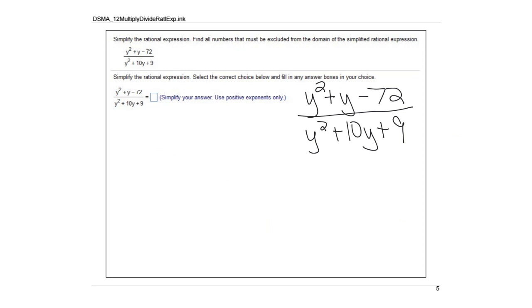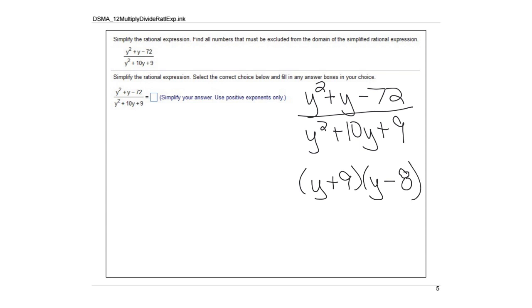Okay, a little more factoring practice. So again, they're asking me to simplify the rational expression, find all numbers that must be excluded. Okay, so we're going to factor. In the numerator, we need factors of negative 72 that sum to 1. And so that's going to give me, what is that going to give me? y plus 9 times y minus 8.